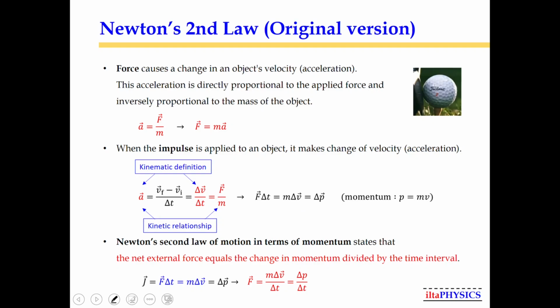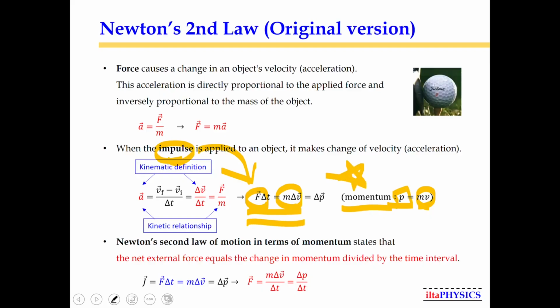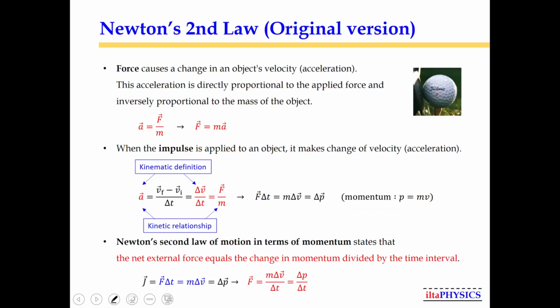Here, the left side, force times time interval, is the physical quantity we previously defined as impulse. Therefore, if we define the right side, mass times velocity change, as the momentum of a moving object, we can rewrite the equation as follows. In other words, the physical meaning of this relationship is that the impulse applied to an object results in a change in the object's momentum.